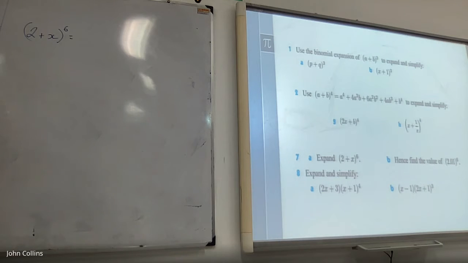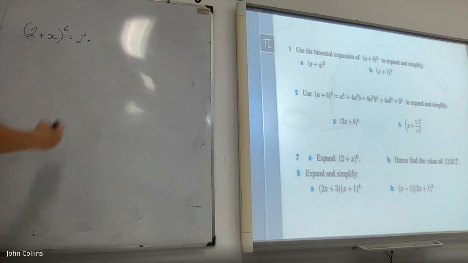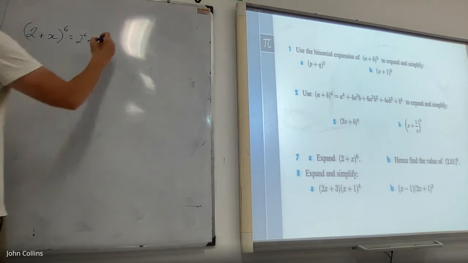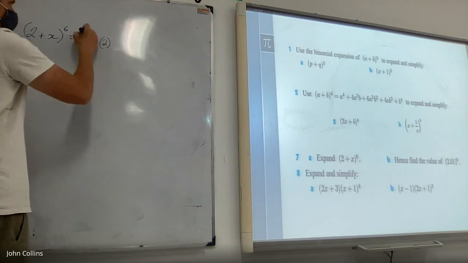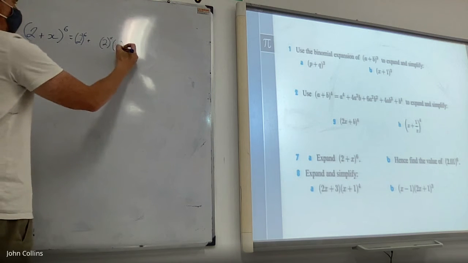What would we do? We don't have a reference to go off, but I think 2 to the power 6 is going to be the first term. What's the next term going to be? It's going to be 2 to the power, let's put it in brackets to get it right, 2 to the power 5 and x to the power of 1.